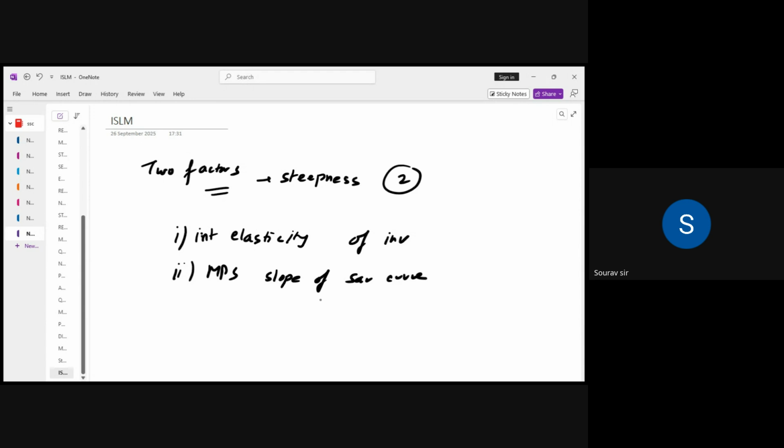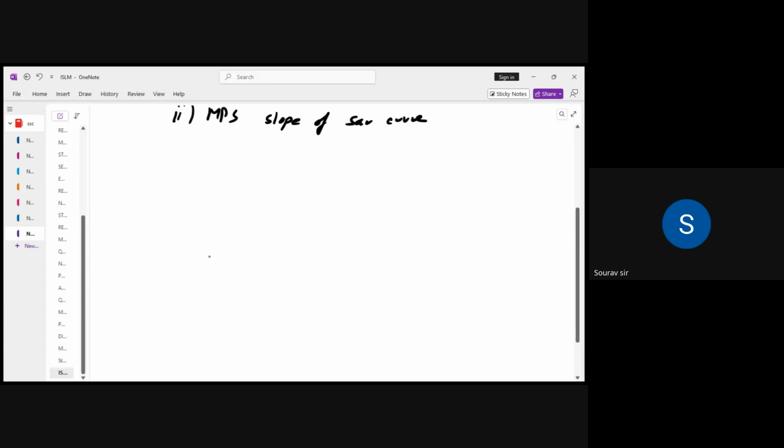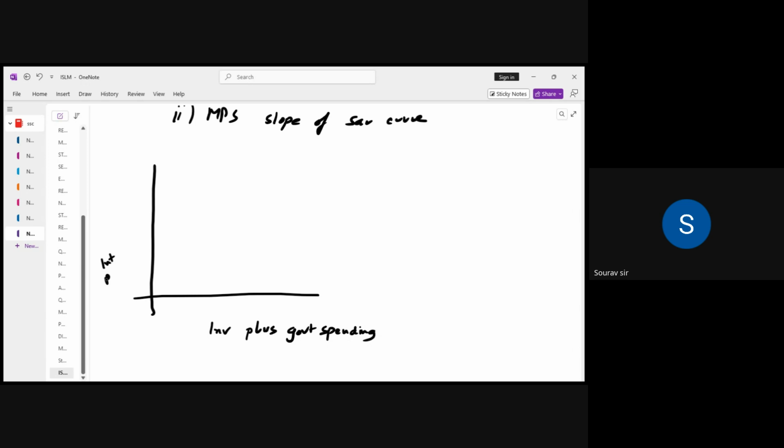So here, what does interest elasticity mean? If interest elasticity of investment is high, a small drop in R will lead to a large increase in I. First, let us draw the diagram, then we can understand it better. So first, it will be a combination of investment plus government spending. And here we have the interest rate, R, and I plus G.